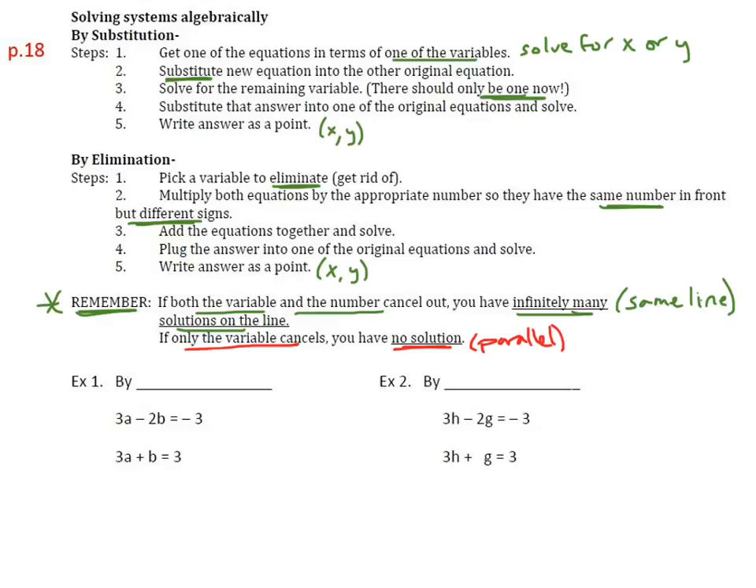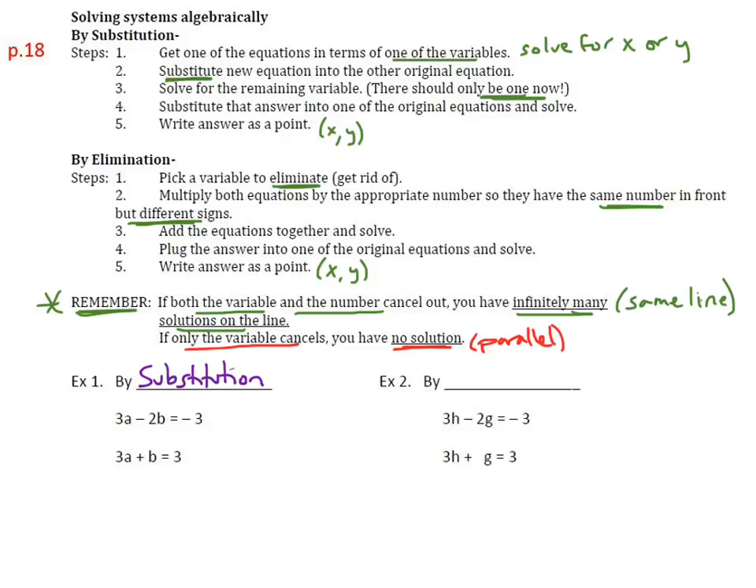So we're going to look at one problem, solve it two different ways. The first way we're going to solve by using the substitution method. And with the substitution method, remember that's where we're going to get one of our equations in terms of one of the variables. So x or y, or in this case, a or b.